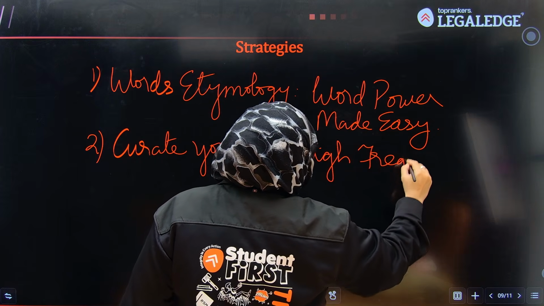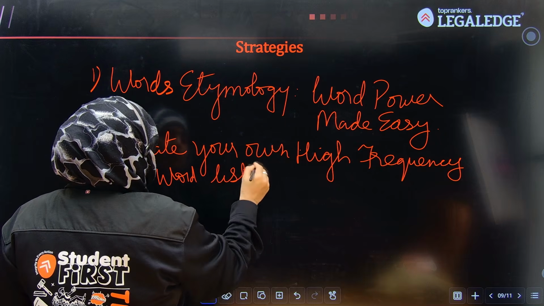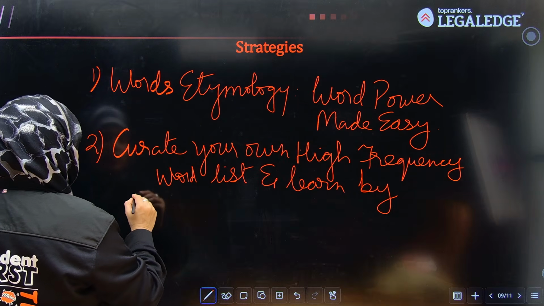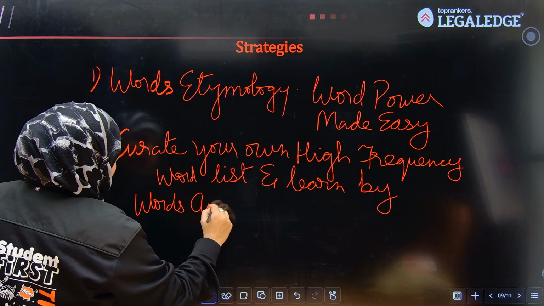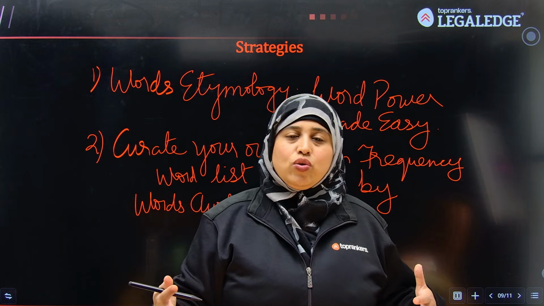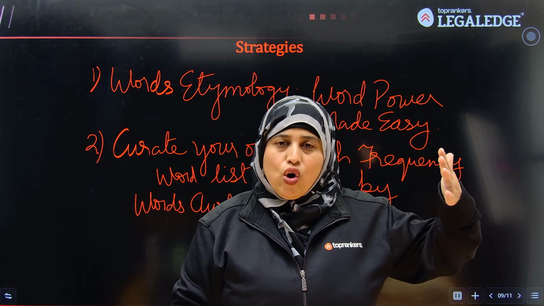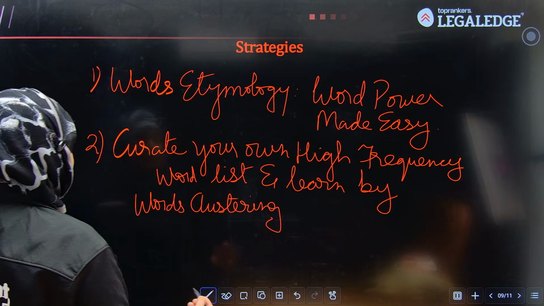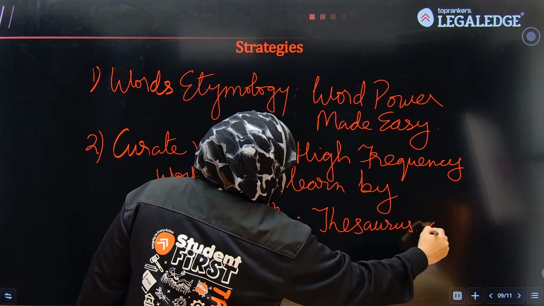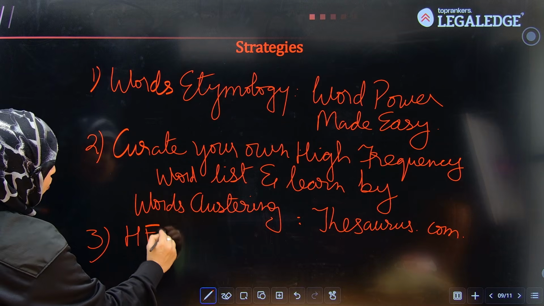High frequency word list and learn by... Second technique is word clustering. What do you mean by word clustering? You learn in groups, like all words related to hate together in one cluster: hate, detest, abominate, abhor, loathe, despise. So all related words in a single cluster. What can be the source, students? Thesaurus.com.